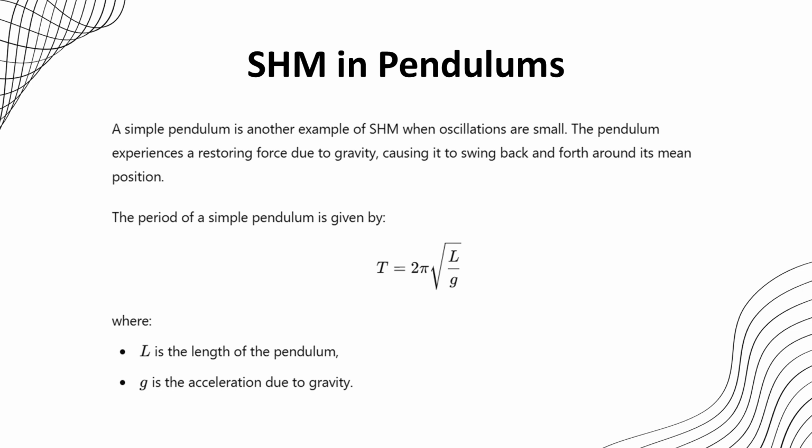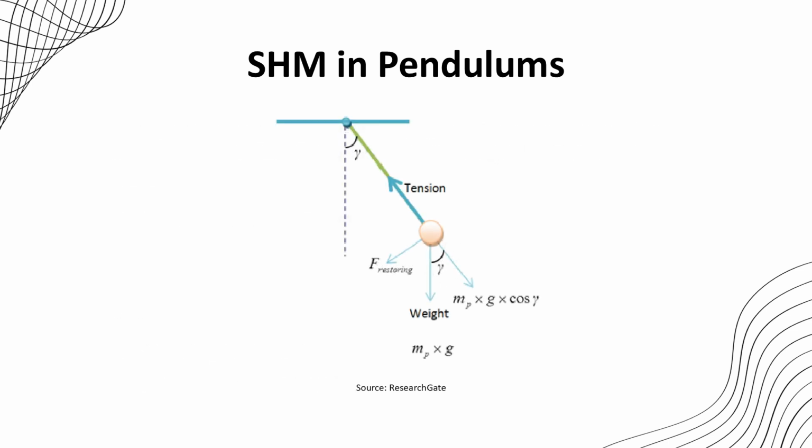The period of a simple pendulum is given by T equals 2 pi square root of L by g, where L is the length of the pendulum and g is the acceleration due to gravity. A simple pendulum motion is explained by this diagram.